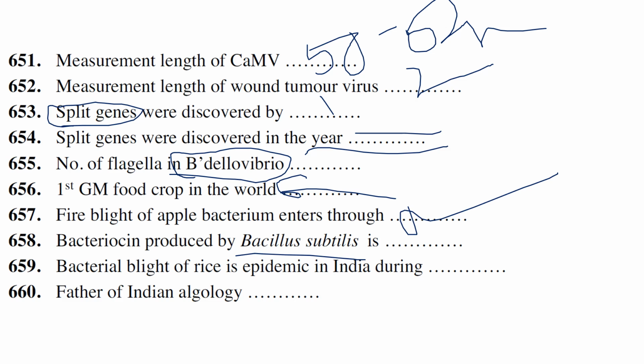Bacterial blight of rice epidemic in India. This bacterial blight of rice is caused by Xanthomonas oryzae pathovar oryzae, which was epidemic in India in the year 1963 in Bihar. It was a severe epidemic in Bihar in 1963, and also in parts of Uttar Pradesh as well. And father of Indian algology: M.O.P. Iyengar is considered the father of Indian algology.